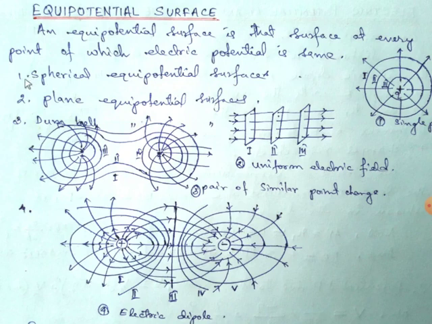In the case of a single point charge, the equipotential surface will be spherical. If this is a single point charge, then its equipotential surface will be spherical in shape. Got it? As the distances are the same, your potential due to this charge at every point on its surface will remain the same.